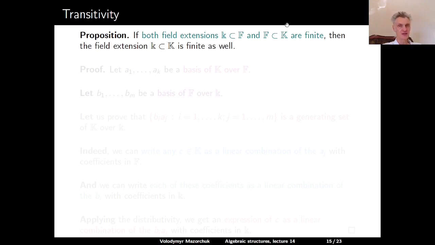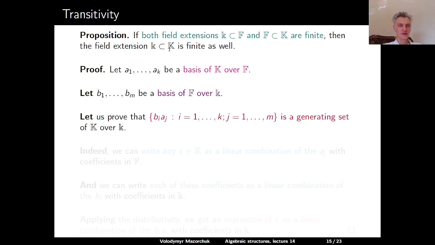A very interesting property of finite field extensions is the following transitivity property. If we have two field extensions, k inside F and F inside K, and both are finite, then the extension from little k to the capital K is also finite. Proof. Let a1 and so on ak be a basis of the capital K over F. Let b1 and so on bm be a basis of F over the little k. Let us prove that the products b_i a_j, where i is between 1 and m and j is between 1 and k, is a generating set of capital K over little k.